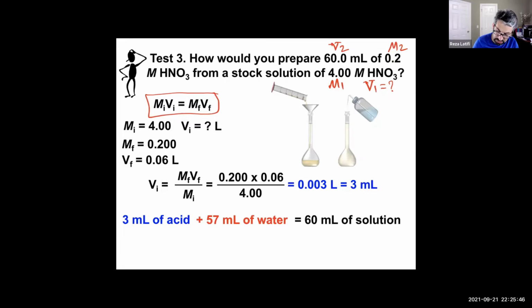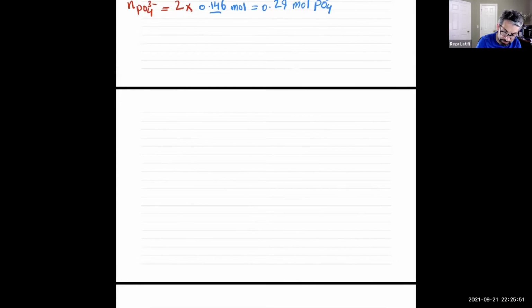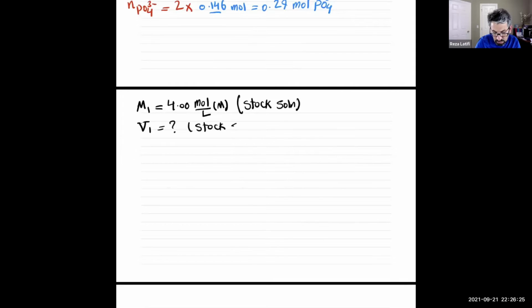Okay, let me write it here just to make it more clear. I had an initial concentration equal to 4 molar, or mole over liter. I want to know how much from that stock solution I need to take. What do we want to make? We want to make a solution with a concentration of 0.2 molar, or mole over liter. And the volume we want is 60 milliliters.